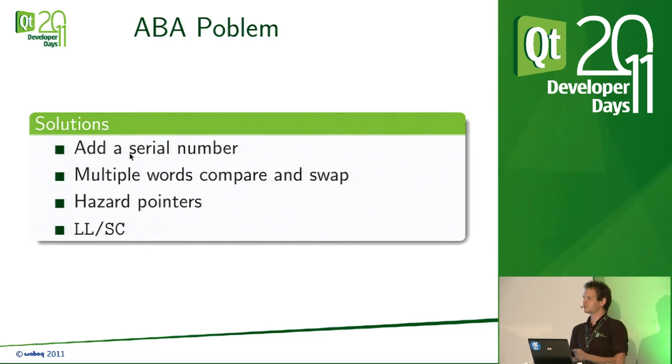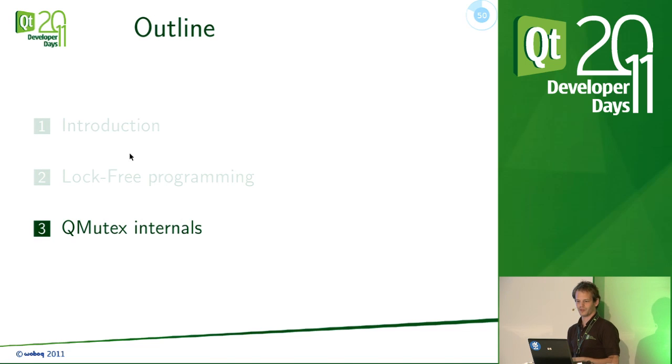Is there any question about the ABA problem, or about lock-free programming in general?